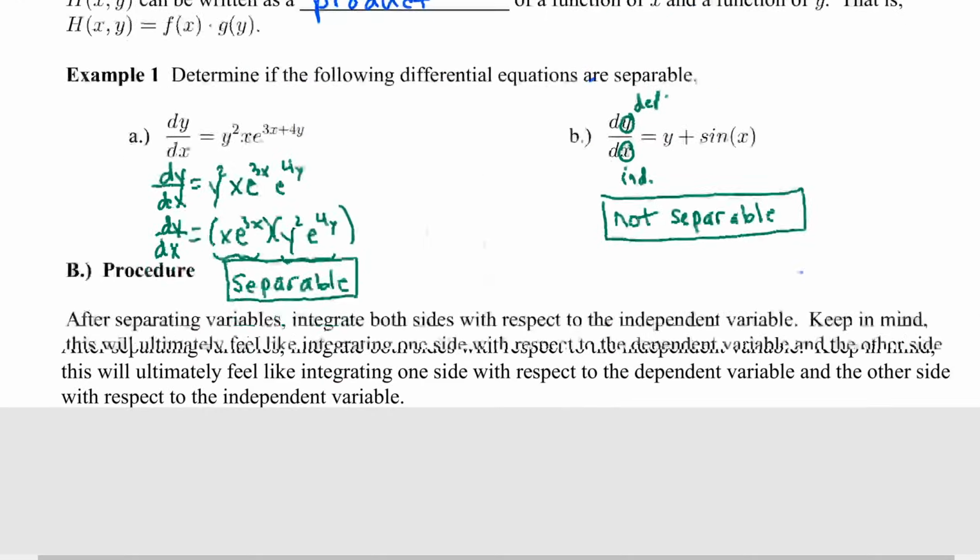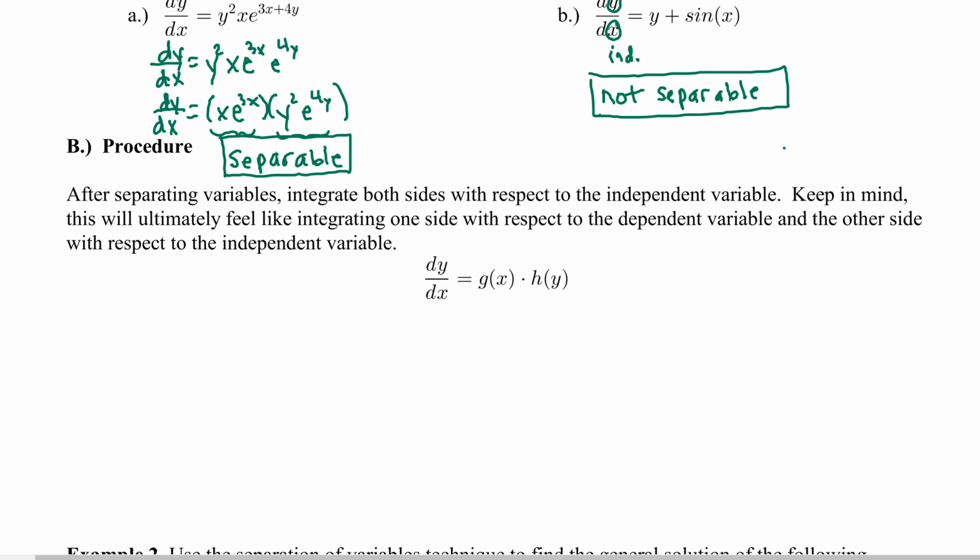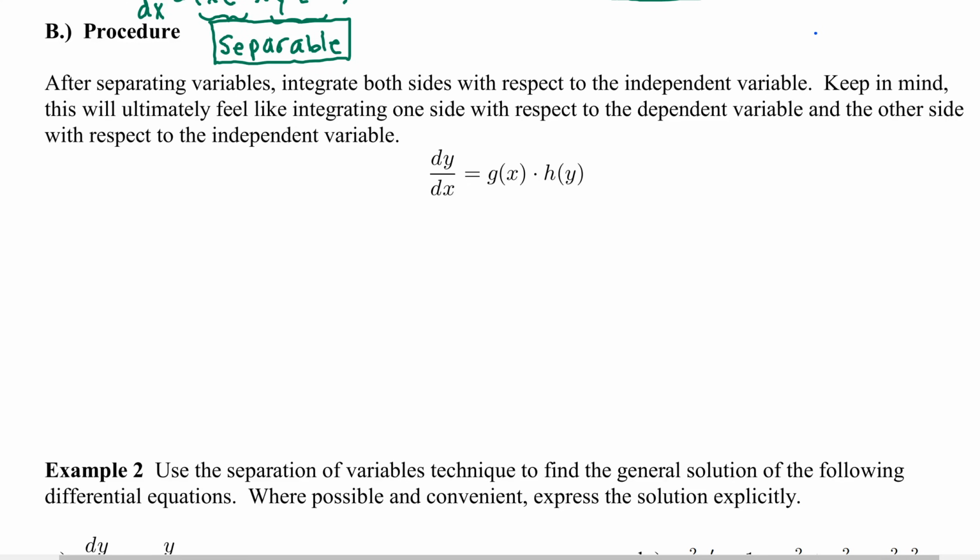So let's go ahead and talk about the procedure. Once we recognize that we're dealing with a separable differential equation, what's the procedure for solving it? After separating variables, we will integrate both sides with respect to the independent variable. That is, we're going to integrate both sides with respect to x. Now, that sounds a lot like solving by direct integration, but we're going to have a subtle change as we work out this process. So we're going to move the function of y to the left side by dividing both sides by h of y.